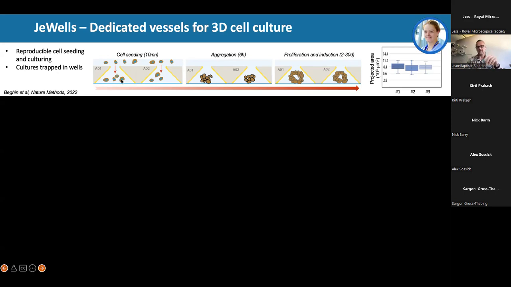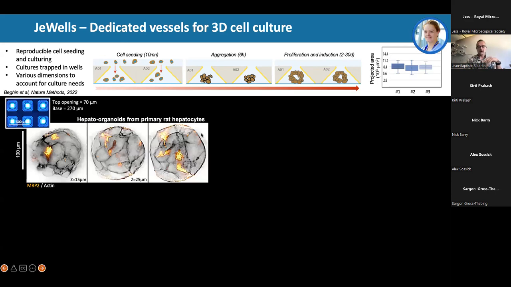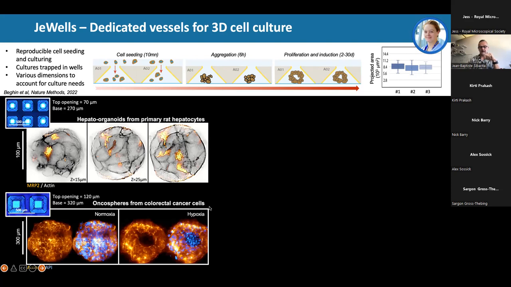Then the cultures get trapped, like a pear in a bottle. At the end, you rinse, and the organoid stays trapped because of the shape. For the sake of the demonstration, we show that it is completely biocompatible, and we demonstrated that we can grow several types of organoids or 3D cultures, up to 500 microns, which is the perfect size for the SOSPIM technology. This is the smallest 3D culture, these hepatoorganoids grown from primary rat hepatocytes, and here some oligospheres for cancer 3D culture, which will be bigger.